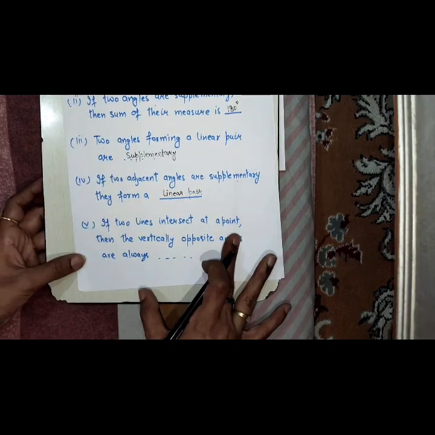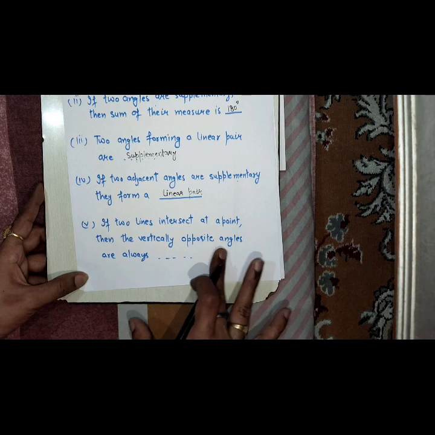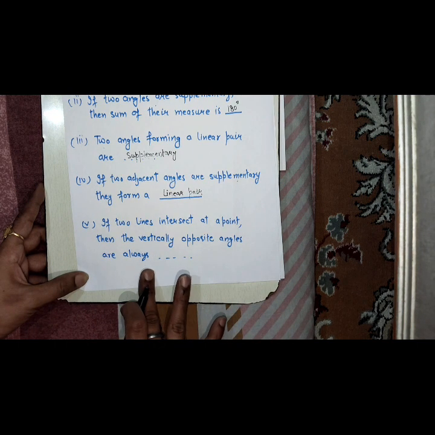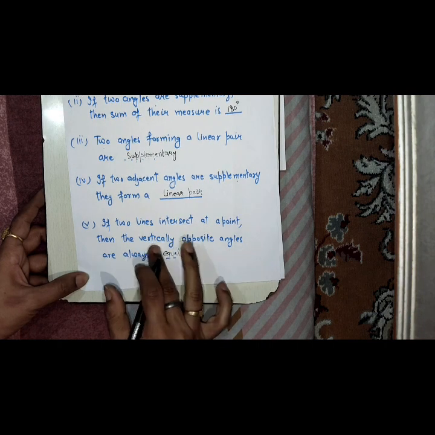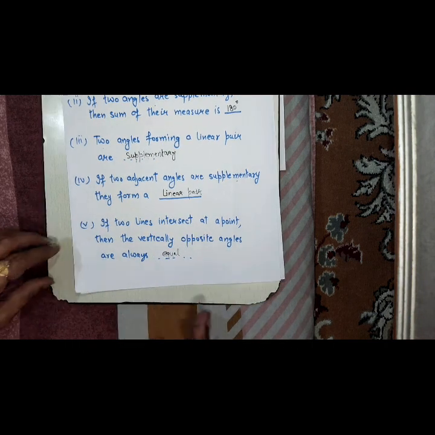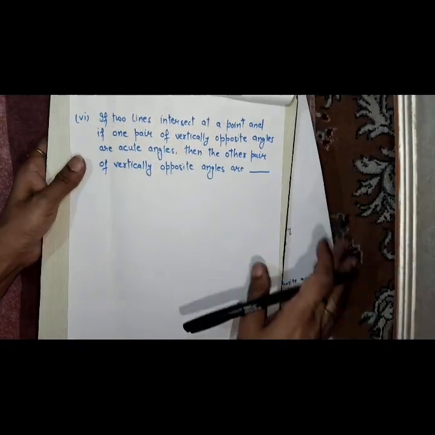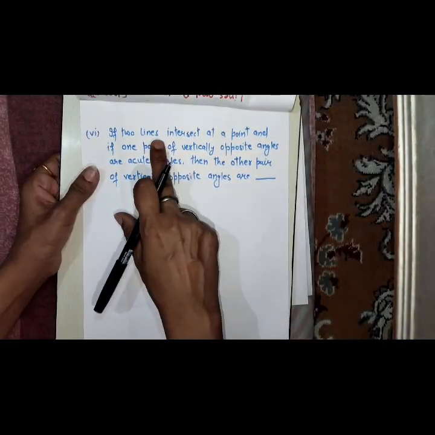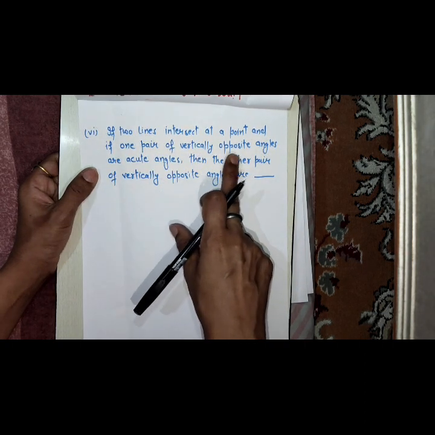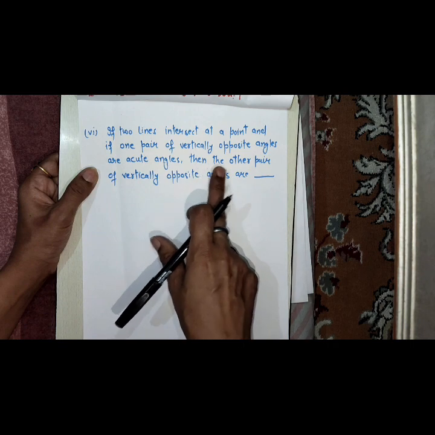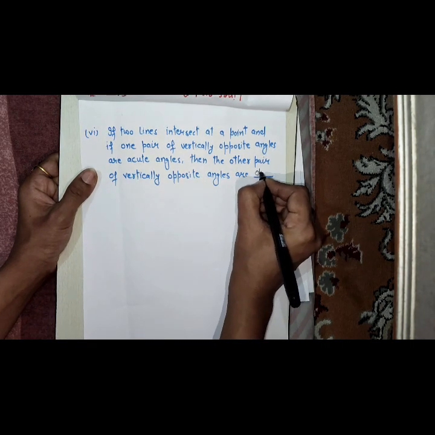If two lines intersect at a point, then the vertically opposite angles are always equal. Vertically opposite angles are always equal. Next is: if two lines intersect at a point, if one pair of vertically opposite angles are acute angles, then the other pair of vertically opposite angles are obtuse.